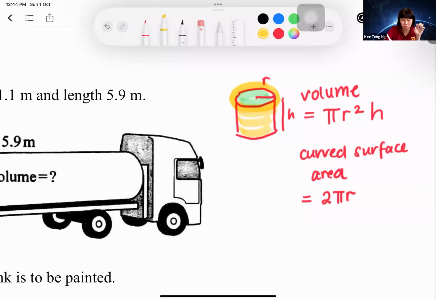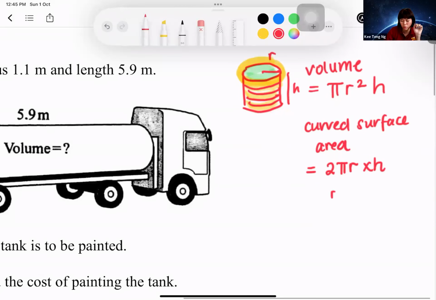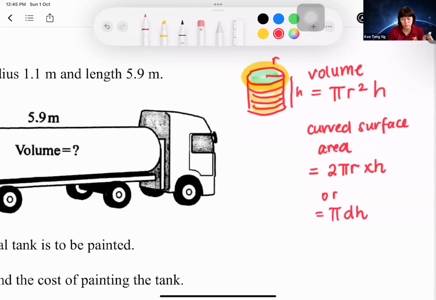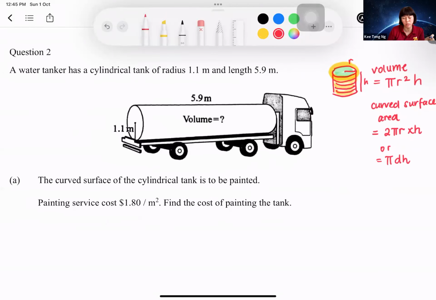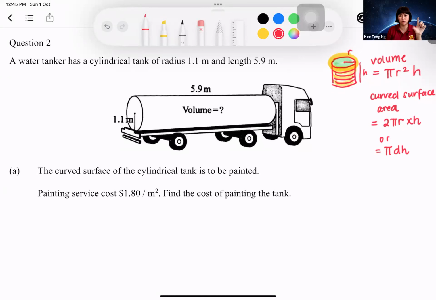I need to find the area all the way through the height, h. So I need to multiply with h: 2 pi r h. Or some of you will remember your circumference formula as pi d h. So these two are both correct. But if the cylinder is lying down, then you'll use the length, not the vertical height. In this case, we have a cylindrical tank over here. So it is not a height now, it's a length now. So it's lying down, right?